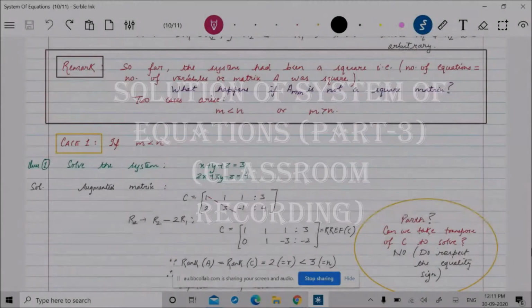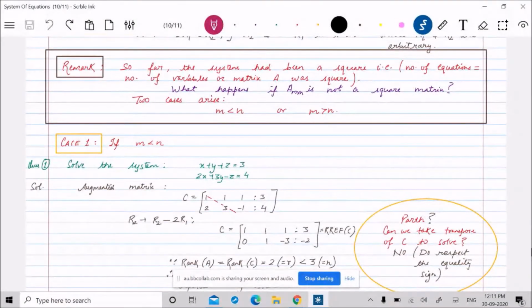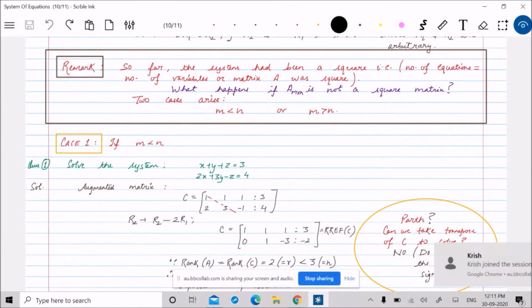So we were in case one, where we started with m less than n. Of course, there may be two possibilities: either m is less than n or m is greater than n. Of course, m equal to n is also possible, but m equal to n has already been discussed in our last lectures, where the number of equations were equal to the number of variables, right? So m is the number of equations and n is the number of variables.